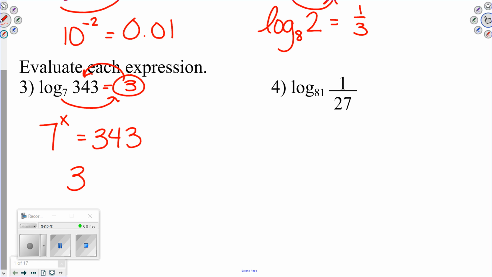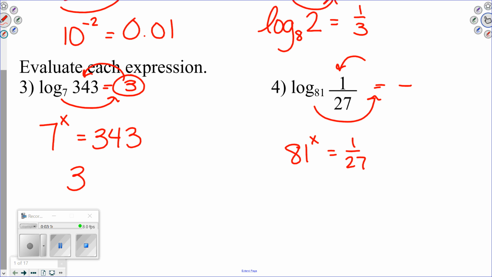And then number 4, log base 81 of 1/27. Again, what's it asking? Right, loopy swoopy. So it's asking 81 to what power gives me 1/27. Right away I know it's negative because my number has moved to the bottom of the fraction. And I'm trying to go from an 81 down to a 27. If you do the square root or the cube root or anything, does it give you a 27?